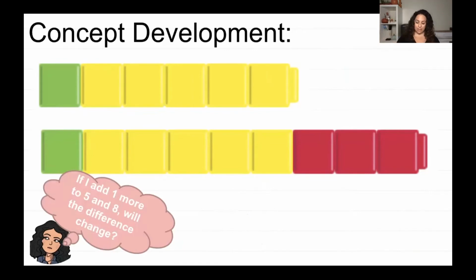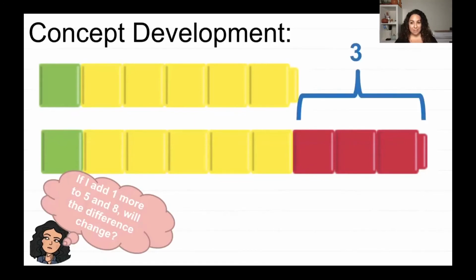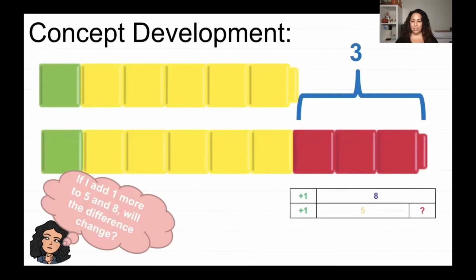So I used to have 5 yellow cubes, but now I have 5 and 1. Here I used to have 8 cubes, but now I have 8 and 1. So this is 6 and 9. So is my difference going to change, or is it going to stay the same? What do you think? It stayed the same. So let me show you what that looks like in a tape diagram.